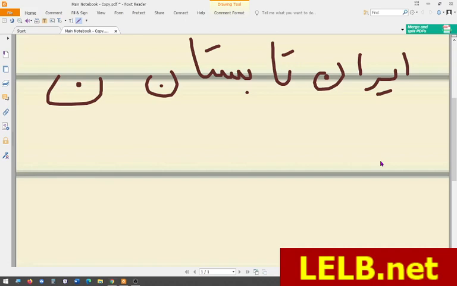So the letter vav in Persian also takes on another sound, which is explained below. So it's not the only sound this letter makes, okay. One of the sounds is V, but it's not the only sound it makes, and I'm going to show you the rest of the sounds it can represent.